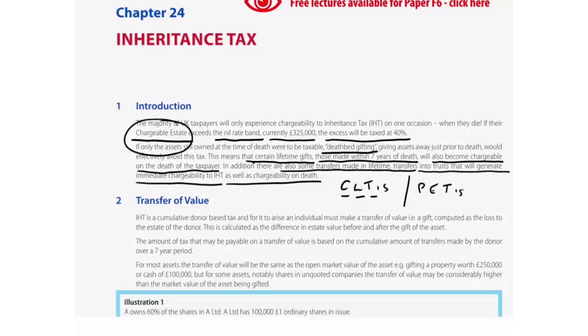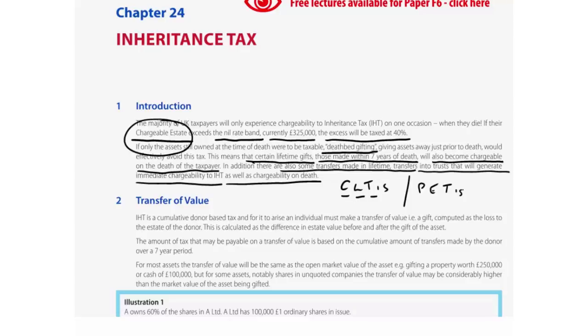Otherwise, transfers made that are not CLTs and which are not exempt transfers are PETs, potentially exempt transfers. No tax when made. If you live for more than 7 years, there will never be any tax, but if, as will be the case in an exam question, you die within 7 years of having made the transfer, then there will be chargeability when you die.